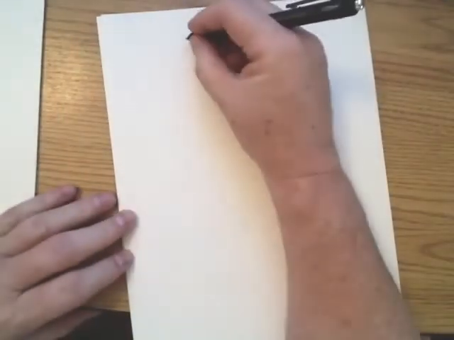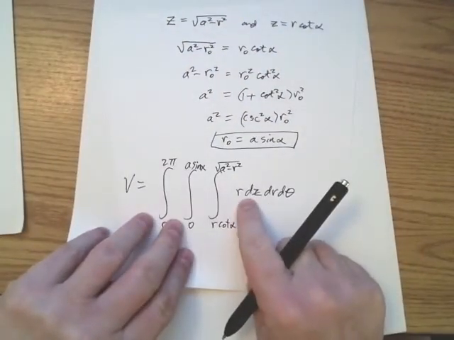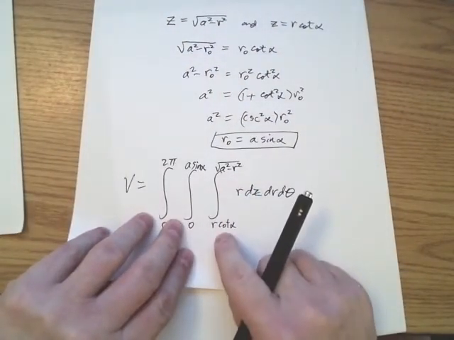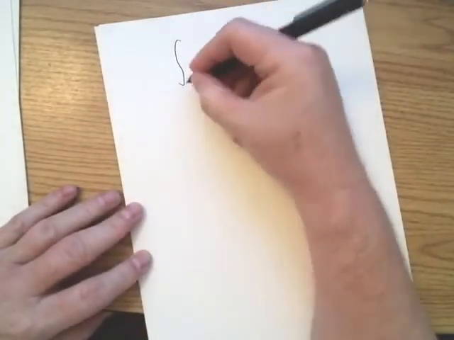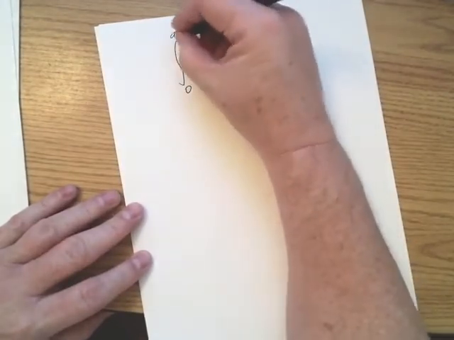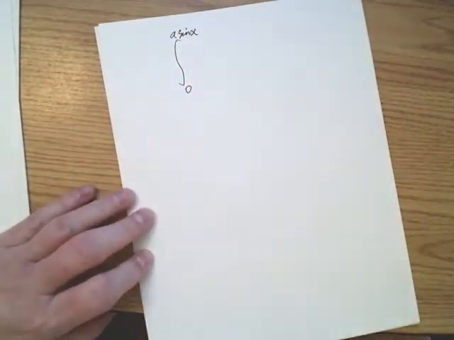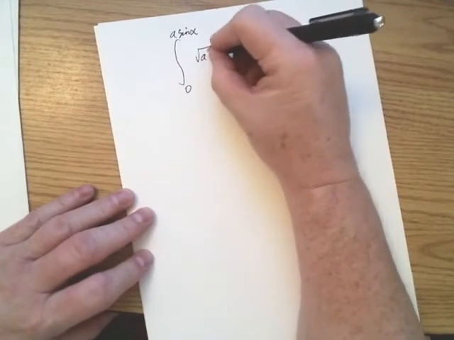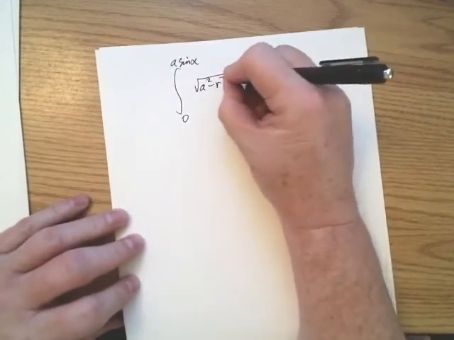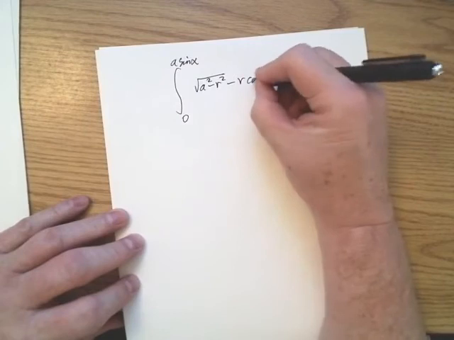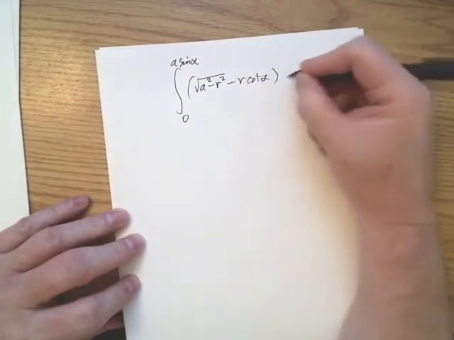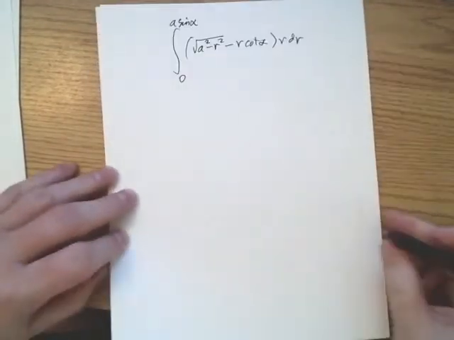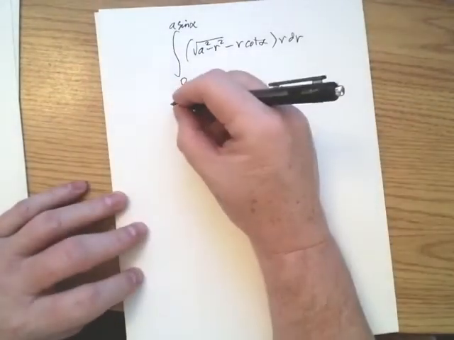Okay. First part is going to be easy here. We're just going to be integrating dz. There's no z involved here, so z is going from r cotangent alpha up to the square root here. So then we'd be looking at, for the second integral, the r integral from 0 to a sine alpha. And then we've got a squared minus r squared, minus r cotangent alpha. And then we've got what? R dr.